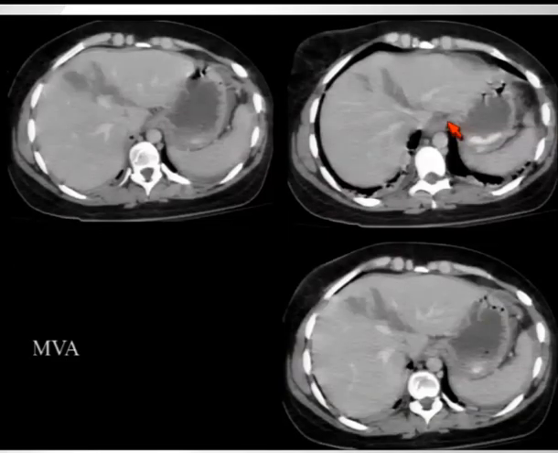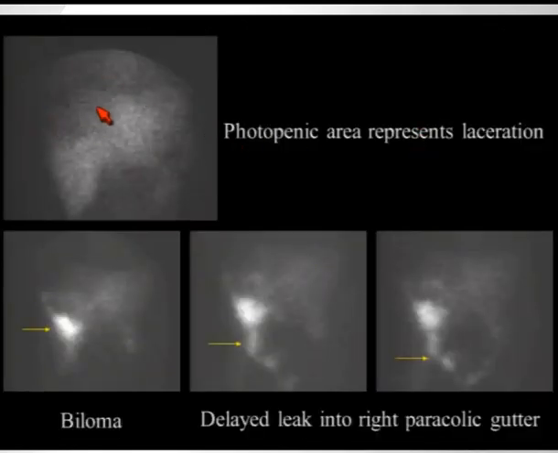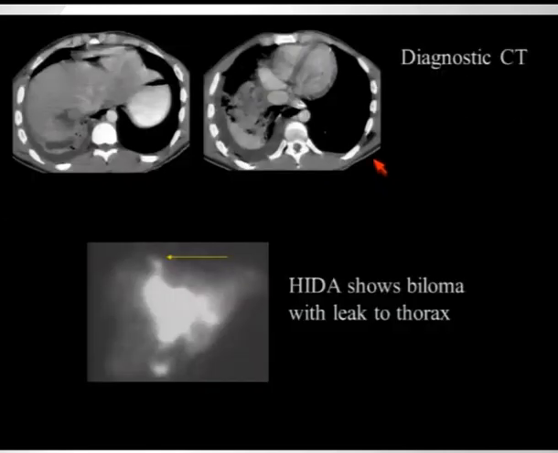because delayed leaks can certainly occur, as in a case like this, where we have another laceration through the liver, a photopenic area here representing a large hematoma, and there's a biloma tucked in here as a result of that, but delayed imaging shows a leak into the right paracolic gutter on your HIDA scan. So it's always important to take delayed imaging if you are looking for bile leaks to ensure a biloma doesn't become a free intraperitoneal leak.